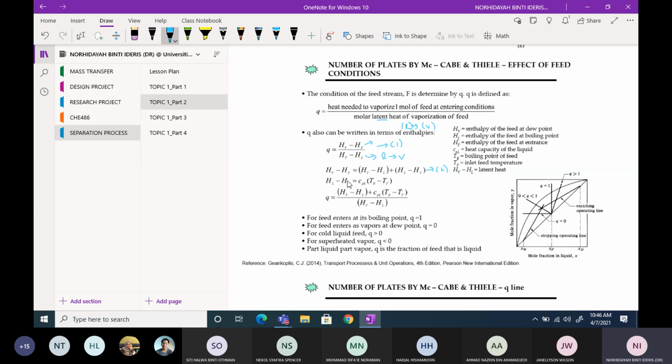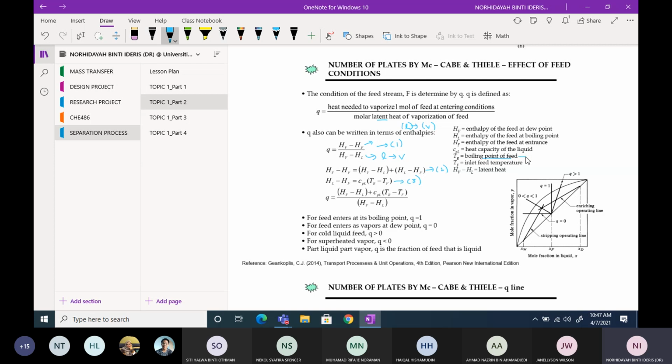So you know that for the change of 1 mole of feed in liquid to its saturated liquid form, can also be represented by the CPL multiplied by the TB minus TF. Let's say equation number 3 here. So the TB here refers to the boiling point of feed. What is the boiling point of your feed?